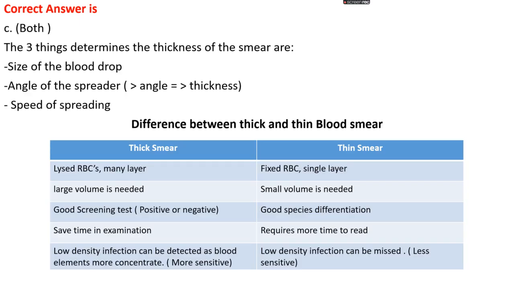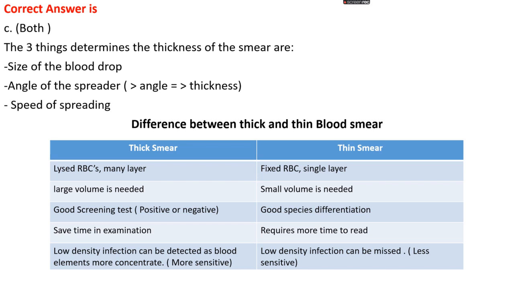The three things that determine the thickness of the smear are the size of the drop: the larger the size, the thicker the smear. Angle of the spreader: the greater the angle, the greater the thickness. Okay, and the speed of spreading: the slower the speed, the thicker the blood smear.